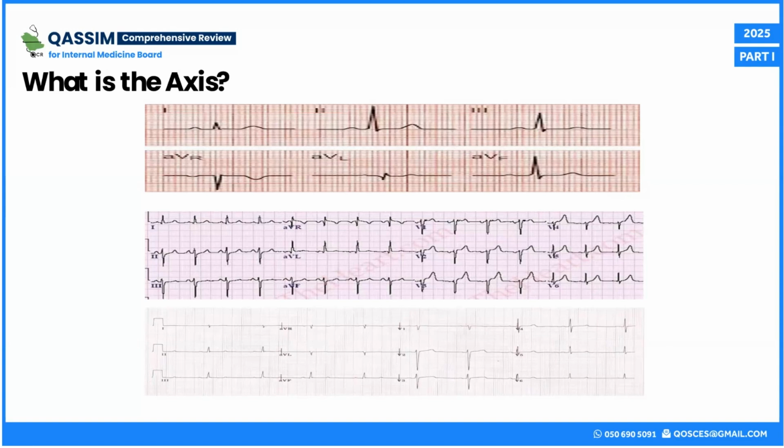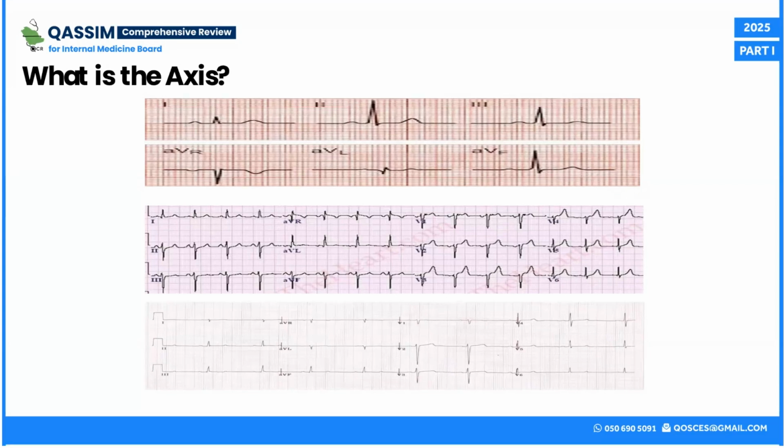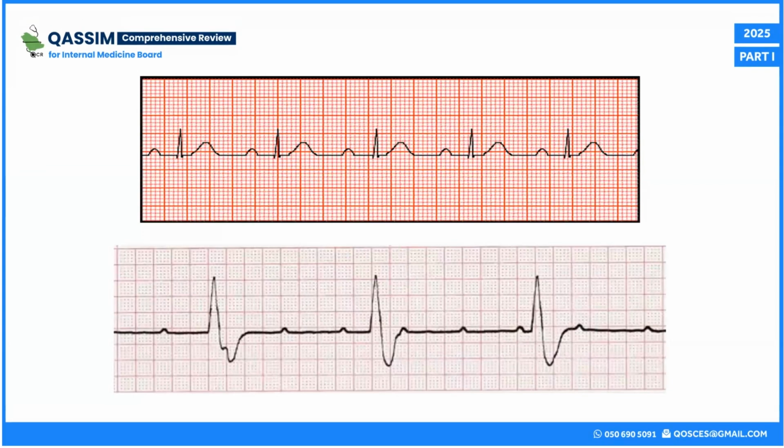And in this last one, both are positive. So this is the right axis deviation. So those rhythms tend to present with a block. So this is a sinus rhythm.